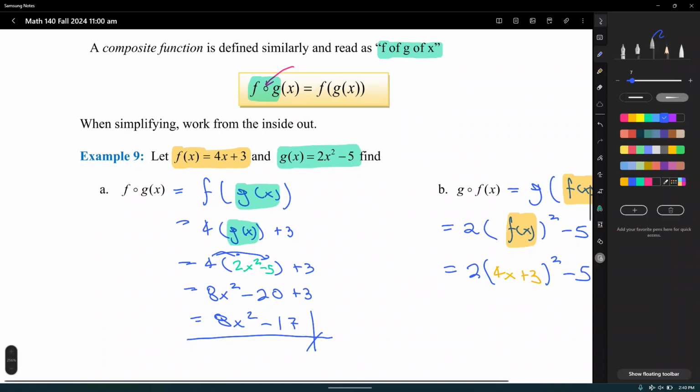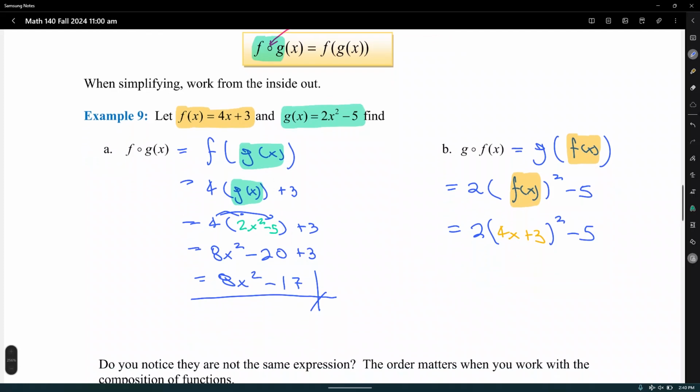So that equals 2 times, well, not 4x squared: 4x plus 3, quantity squared. It's the same as saying 4x plus 3 times itself, and we simply FOIL this. Foiling this, we save the 2 for the end.